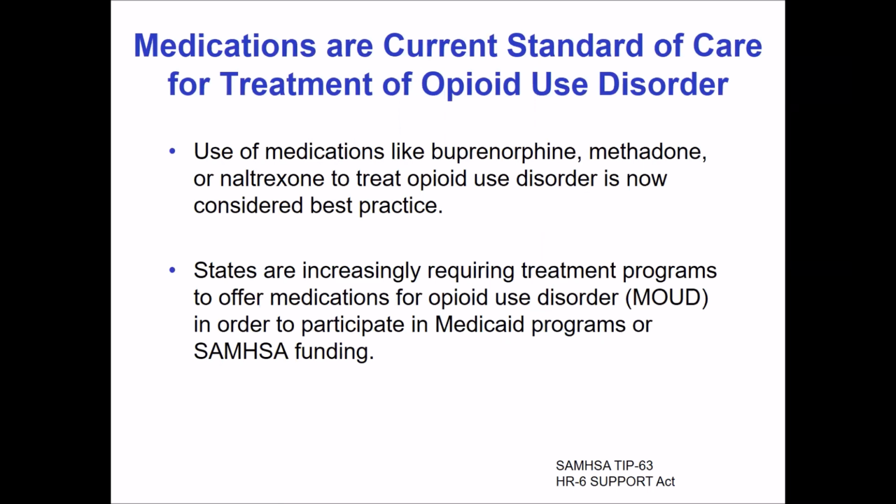So I think the first thing to just put right out there is that medications are really now the current standard of care for treatment of opioid use disorder. Use of medications like buprenorphine, methadone, and naltrexone to treat opioid use disorder is really best practices now. As a consequence, states are increasingly requiring treatment programs to offer medications for opioid use disorder as a condition for participating in state Medicaid programs or receipt of SAMHSA funding.